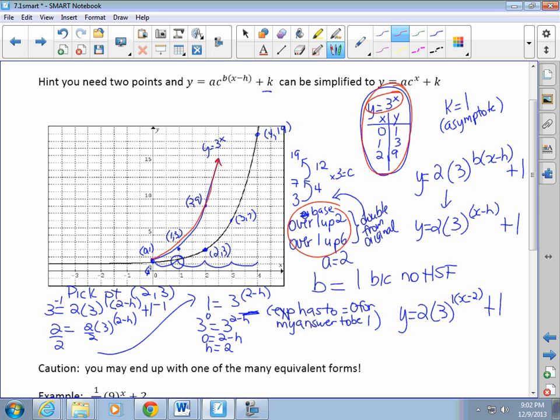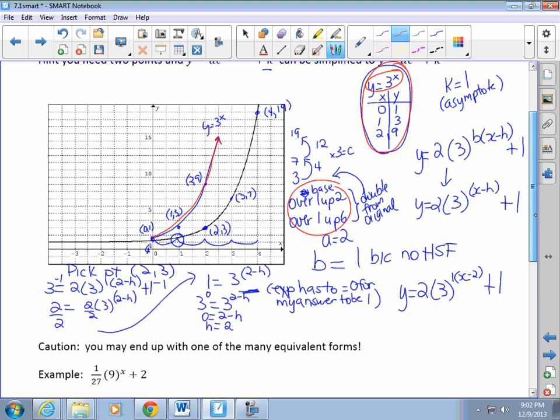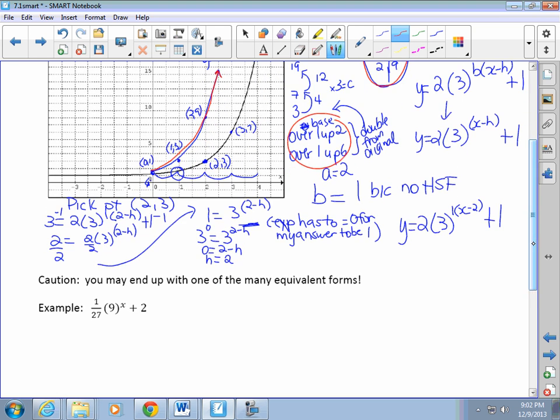So once you've got those two, you can substitute those in. Take a look at any shift that you did. So this one shifted up 1. Okay, I wasn't crossing that 1, so everything moved up 1. So I have that value. Pick a point, substitute to find your h, and you're done. It says, caution, you may end up with one of the many equivalent forms. So what that's saying, this is the way to write this.